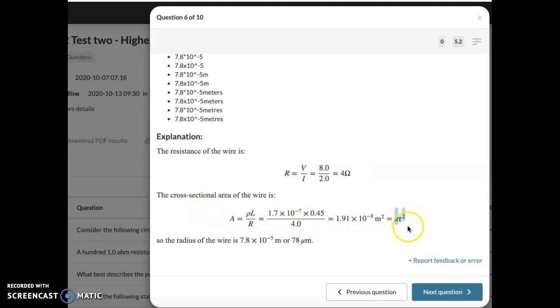area. Now, once you have the area, you need to rearrange this equation to give you the radius. How do we then convert it to micrometers? You simply divide your value by the prefix, the value of micrometers, which would be 1 times 10 to the minus 6. So you will always be able to convert simply by dividing the value by the conversion factor. So 7.8 times 10 to the minus 5 divided by 1 times 10 to the minus 6. That will give you 78 micrometers.